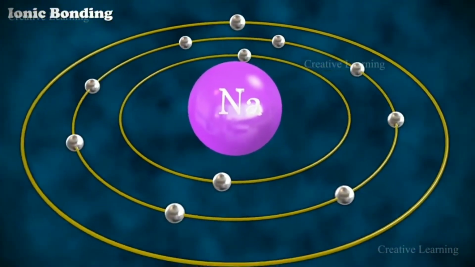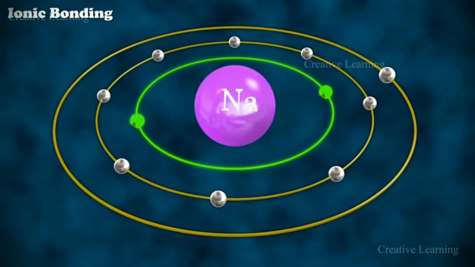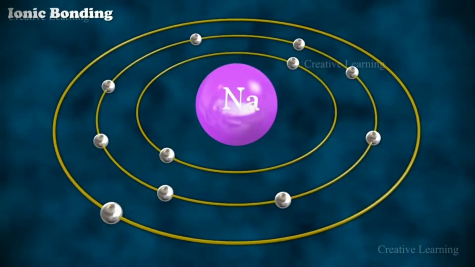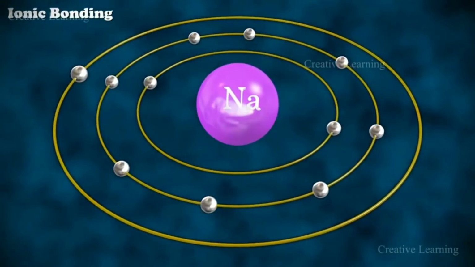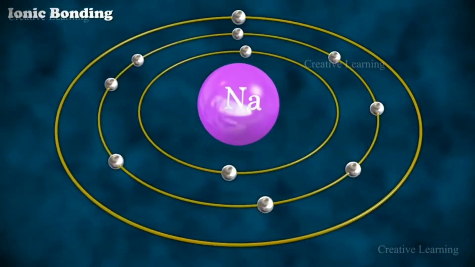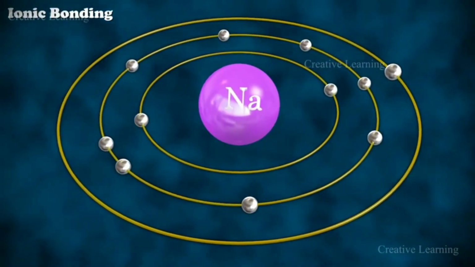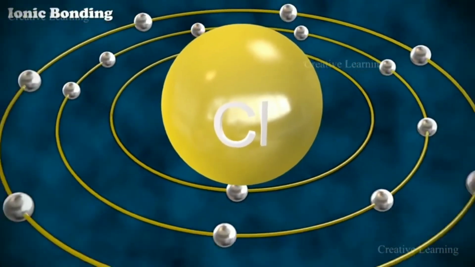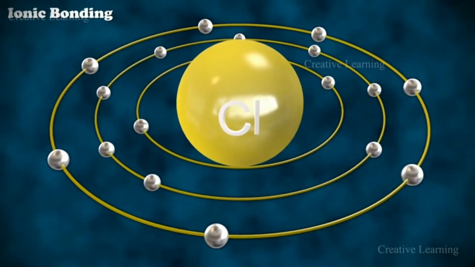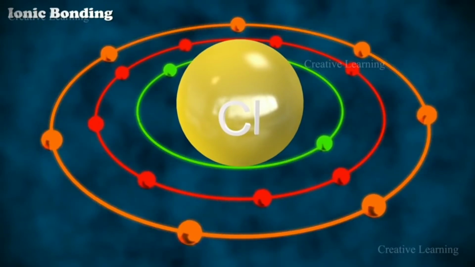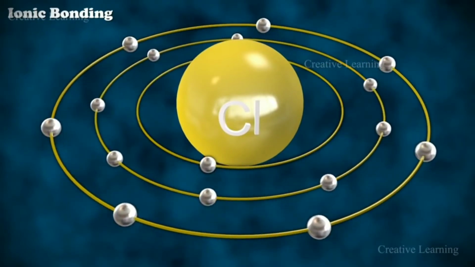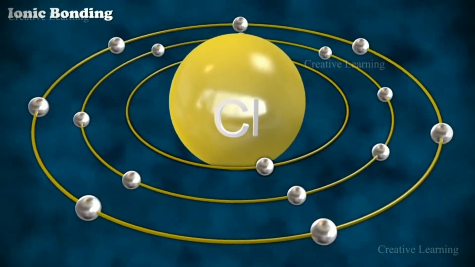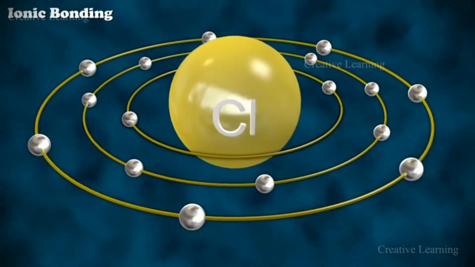Sodium metal has electronic configuration 2, 8, 1. It has one electron more than a stable noble gas structure. If it gives away that electron, it would become more stable. On the other side, chlorine has electronic configuration 2, 8, 7. It has one electron short of a stable noble gas structure. If it could gain an electron, it too would become more stable.